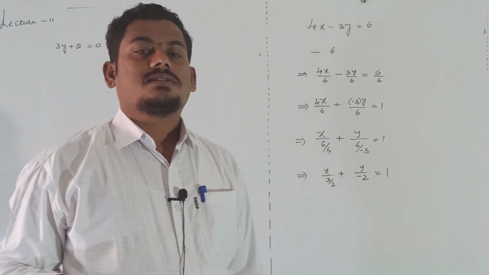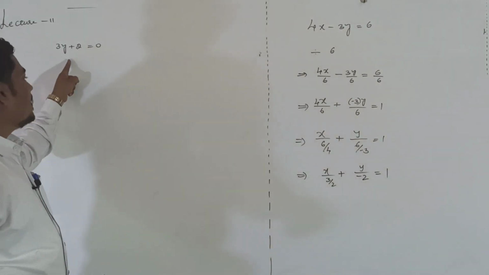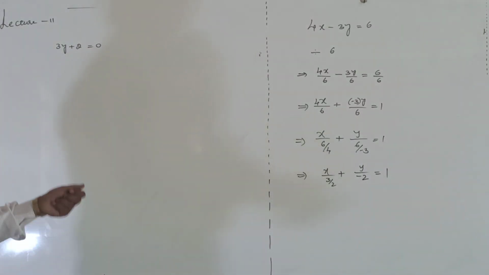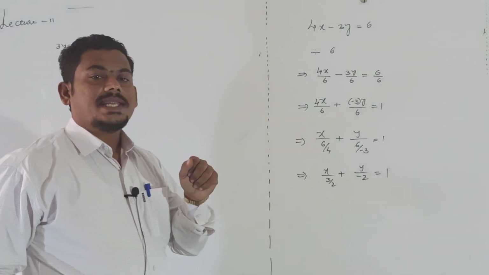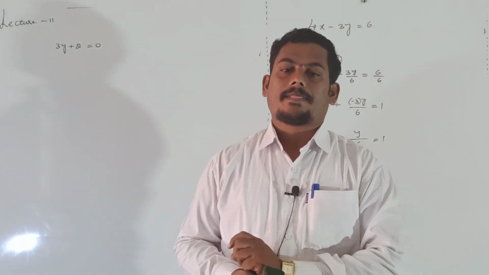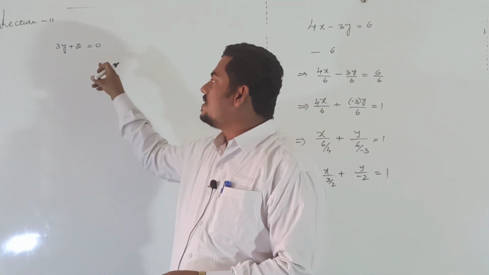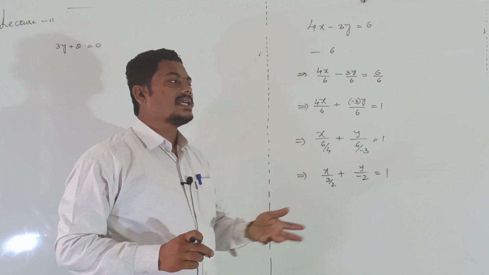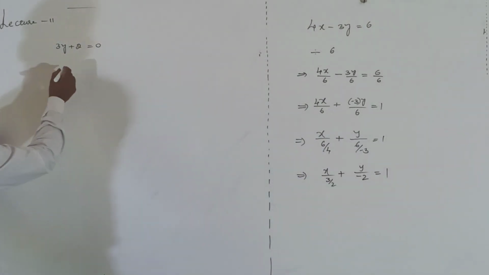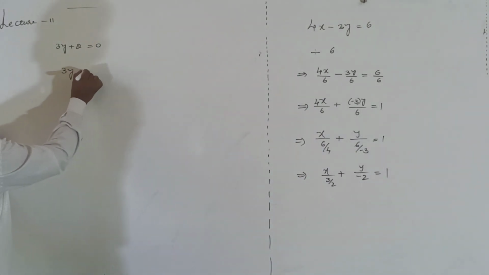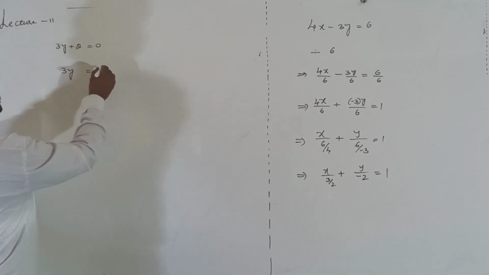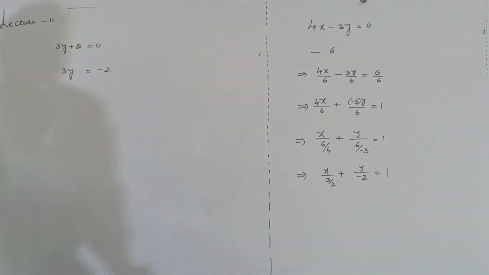Reduce the equation 3y + 2 = 0 into intercept form. Reduce this equation into intercept form. For that what we do? 3y is equal to, first send the constant term to RHS. In this case the x term is not given, which means take it as 0 into x.